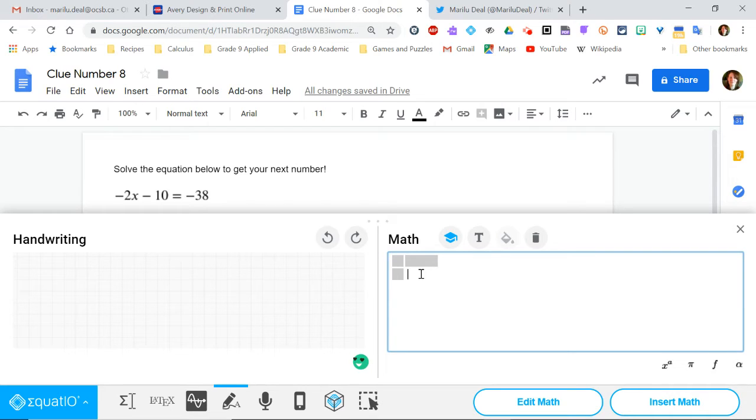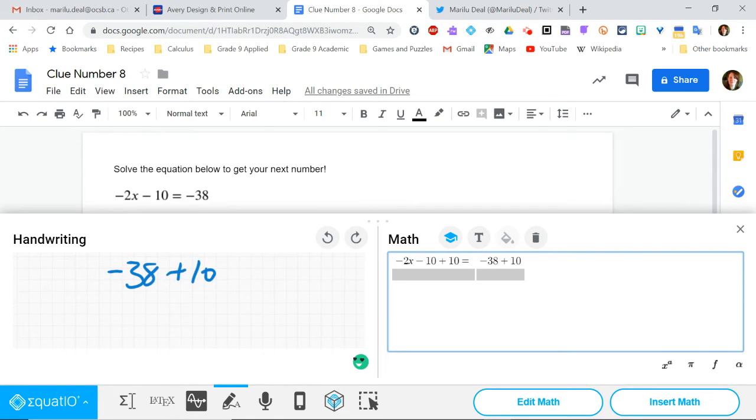a little table where we have 4 different cells. So I'm going to select the first cell because that's where I want the work to go. So I'm going to go negative 2x minus 10, and the opposite of subtracting 10 is adding 10, equals. Now I want to put it on the other side of the equal sign, but maintaining that alignment. So I'm going to select the second cell, and I'm going to write negative 38 plus 10.